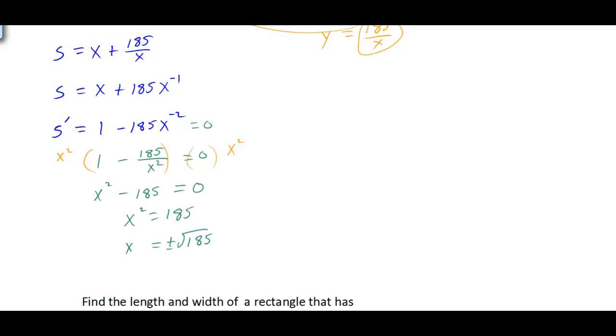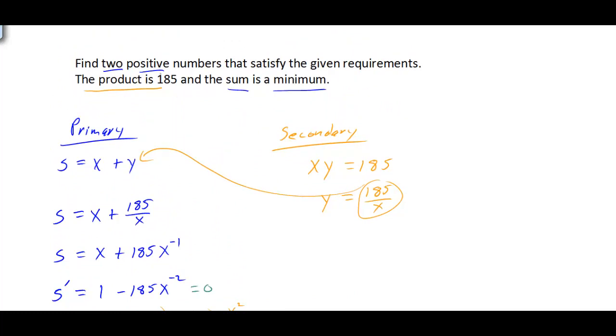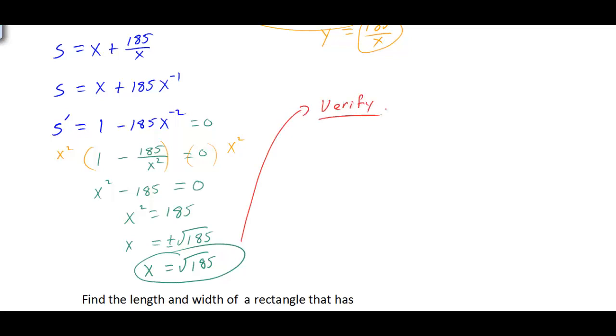Now, the original problem says we want to find two positive numbers. So that means we can eliminate the negative. So x is going to be equal to the positive square root of 185. This will be our critical number. And once again, we're pretty certain that's going to give us our x value for where we're going to end up with this minimum sum that we're looking for. But keep in mind, we want to verify this, and we can hopefully do that by finding the second derivative.